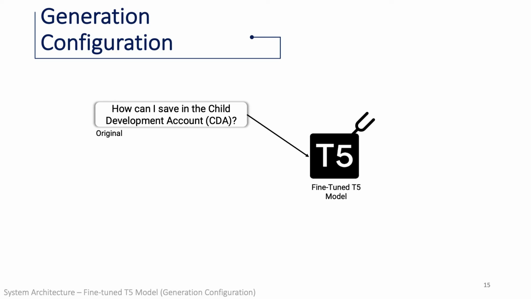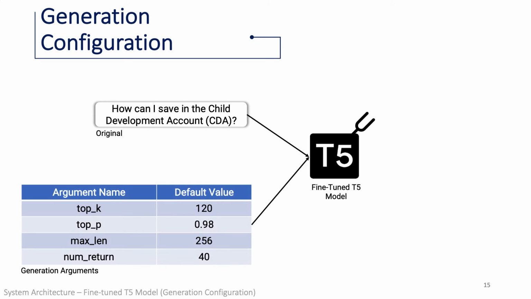After we have fine-tuned the T5 model, we are ready to pass in each of the FAQ questions one at a time to the model for paraphrase generation. Alongside the FAQ question, we also need to pass in the generation arguments. I have set the following default values of the generation arguments. I find that these argument values give me the most consistent results when I repeatedly perform data augmentation with my model.